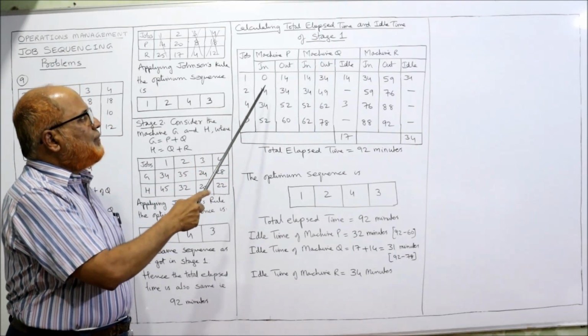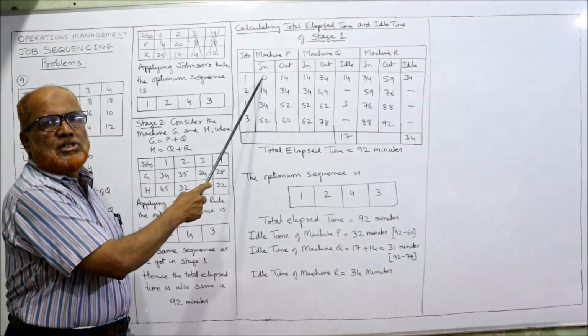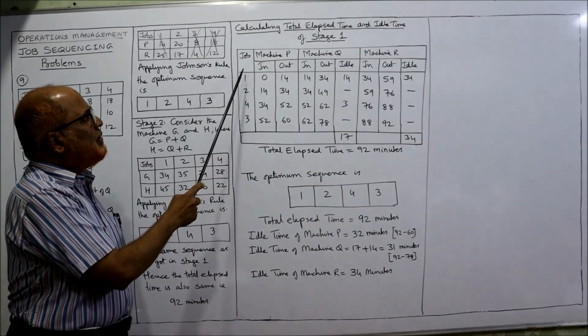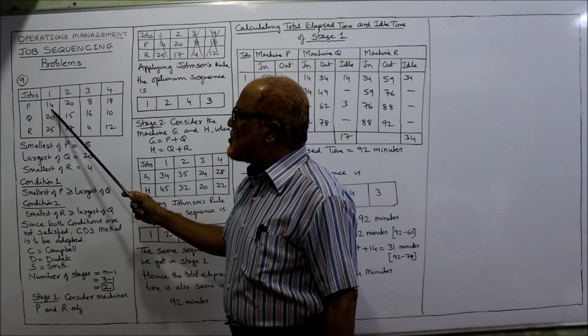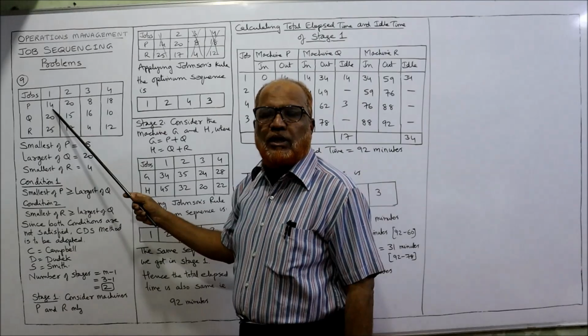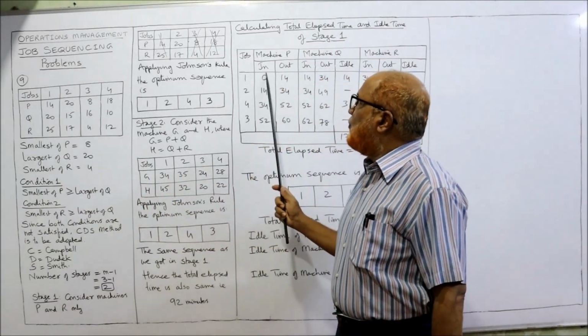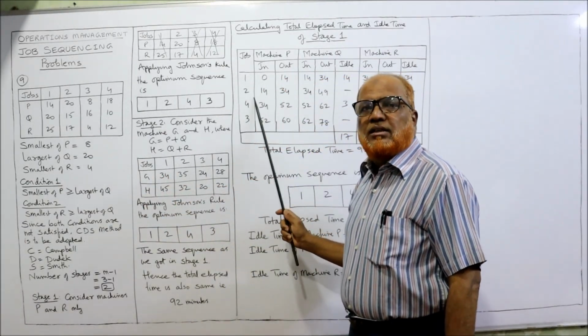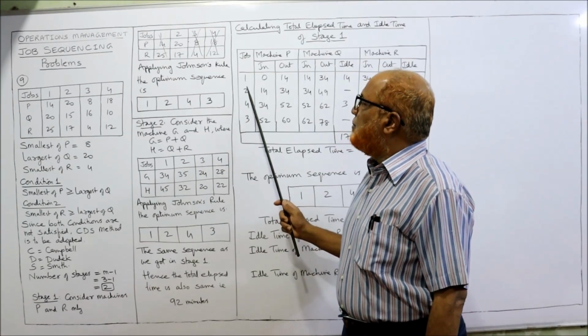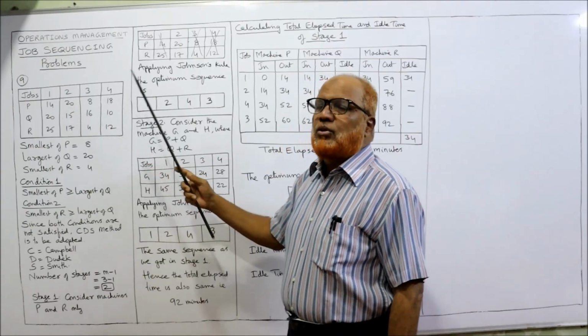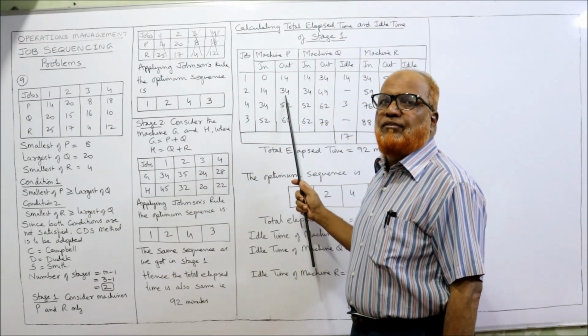So 1, 2, 4, 3, starting time 0. The P machine first job, check. What is the P machine first job? 14 minutes. So 0 to 14. Immediately we'll start the next job, second, from 14. Second job, P machine, 20. So 14 plus 20, 34.